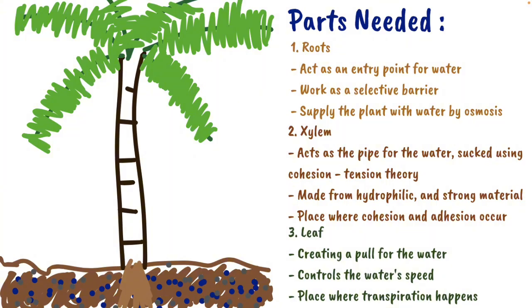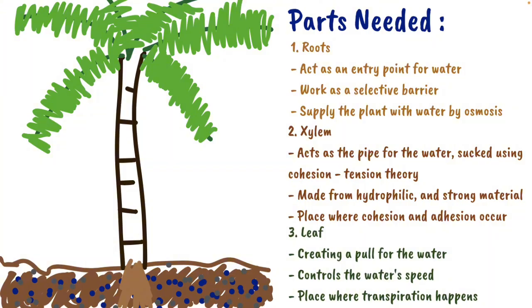First is the roots. Roots act as an entry point for the water. They also work as a selective barrier, and they supply the plant with water by osmosis. The second part is called the xylem. Xylem acts as the pipe for the water, and it pulls the water upwards using the cohesion tension theory. It is made from hydrophilic and strong material because this is the place where cohesion and adhesion occur.